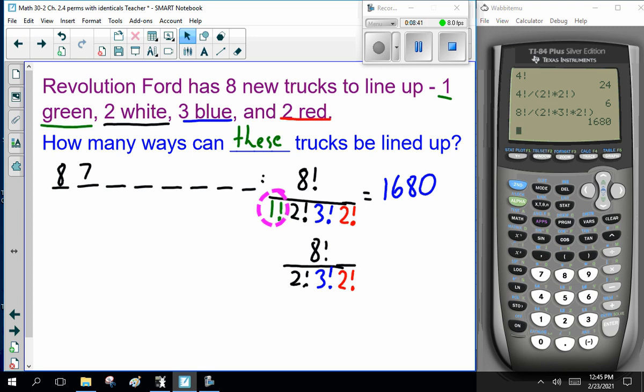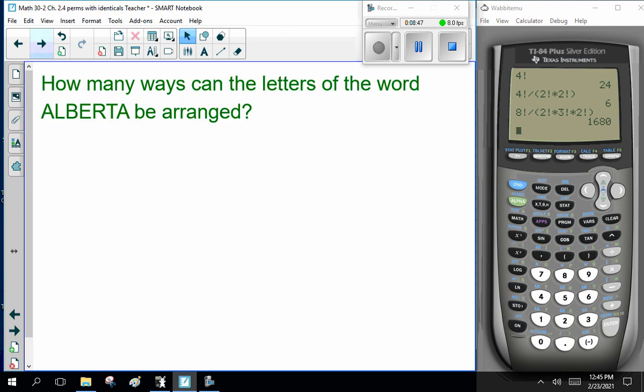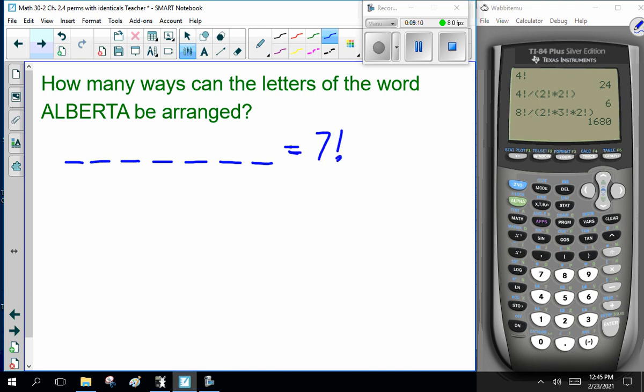Now, let's try a few more. Okay. How many ways can the letters of the word Alberta be arranged? How many ways? Well, how many letters do we have? Alberta. 7 factorial. Now, so far so good? Yes. But do we have duplicates? Oh. We have a pair of A's, so it's 2 factorial. Do we have any other letters? 1 L, 1 B, 1... Yeah, okay. Just divided by 2 factorial.